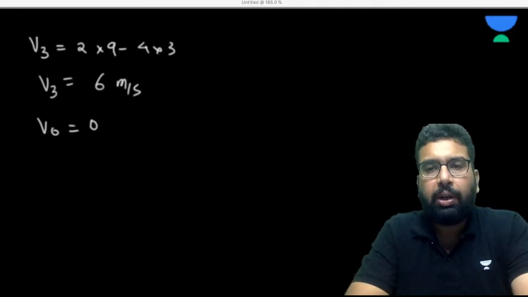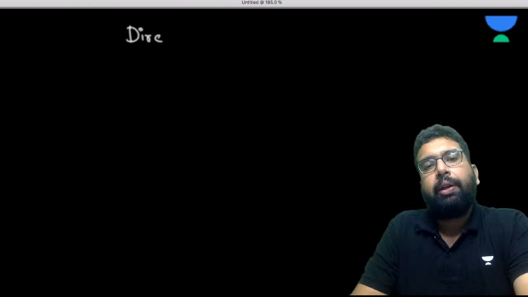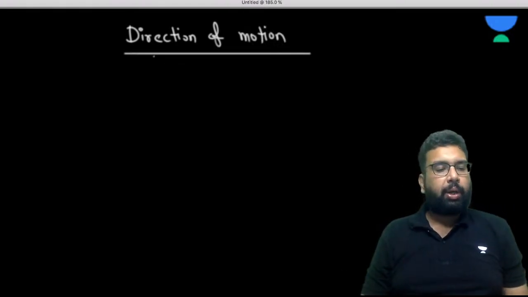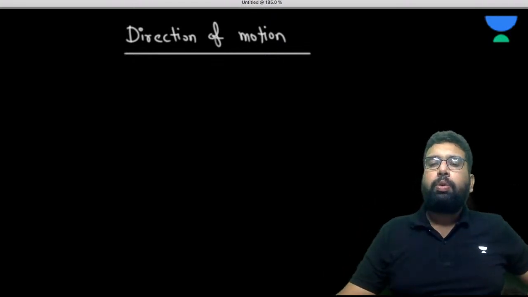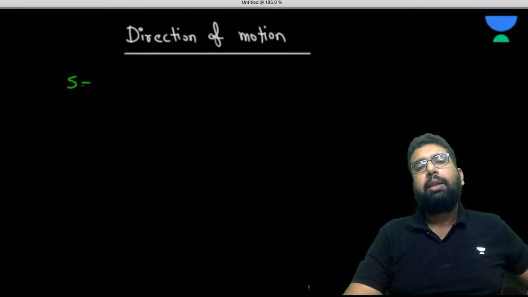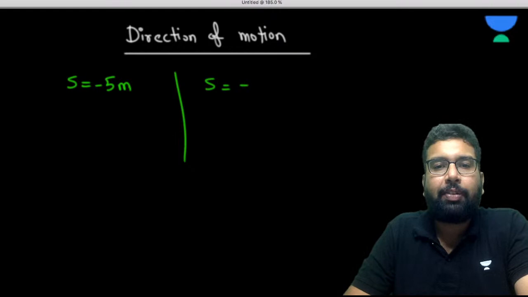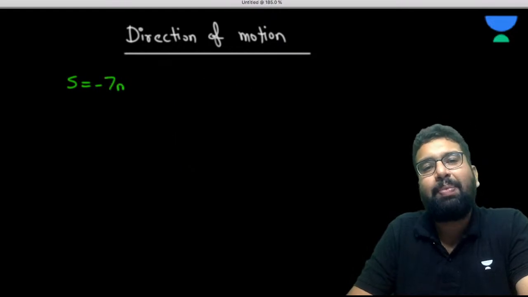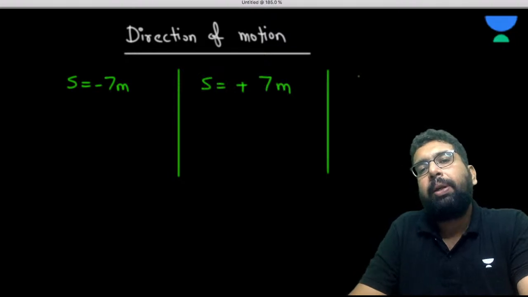So let us talk a little about the direction of motion. We will be needing this later. We have some time here, so we can talk about it. So what is the direction of motion? Let's say displacement is minus 7 meter, displacement is plus 7 meter, and displacement is 0 meter.